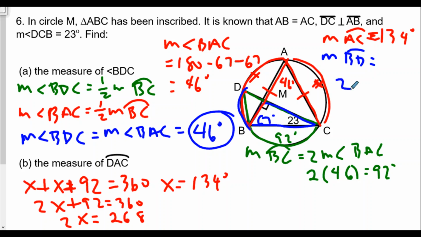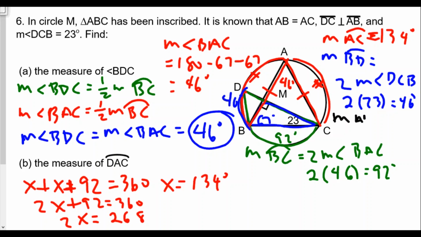Two times the measure of angle DCB, which is really 2 times 23, which is 46 degrees. So that's 46. Oh, wow, look at that. 46 degrees here too. All right, so that means for our last piece, we need the measure of arc AD is equal to the measure of arc AB minus the measure of arc BD.